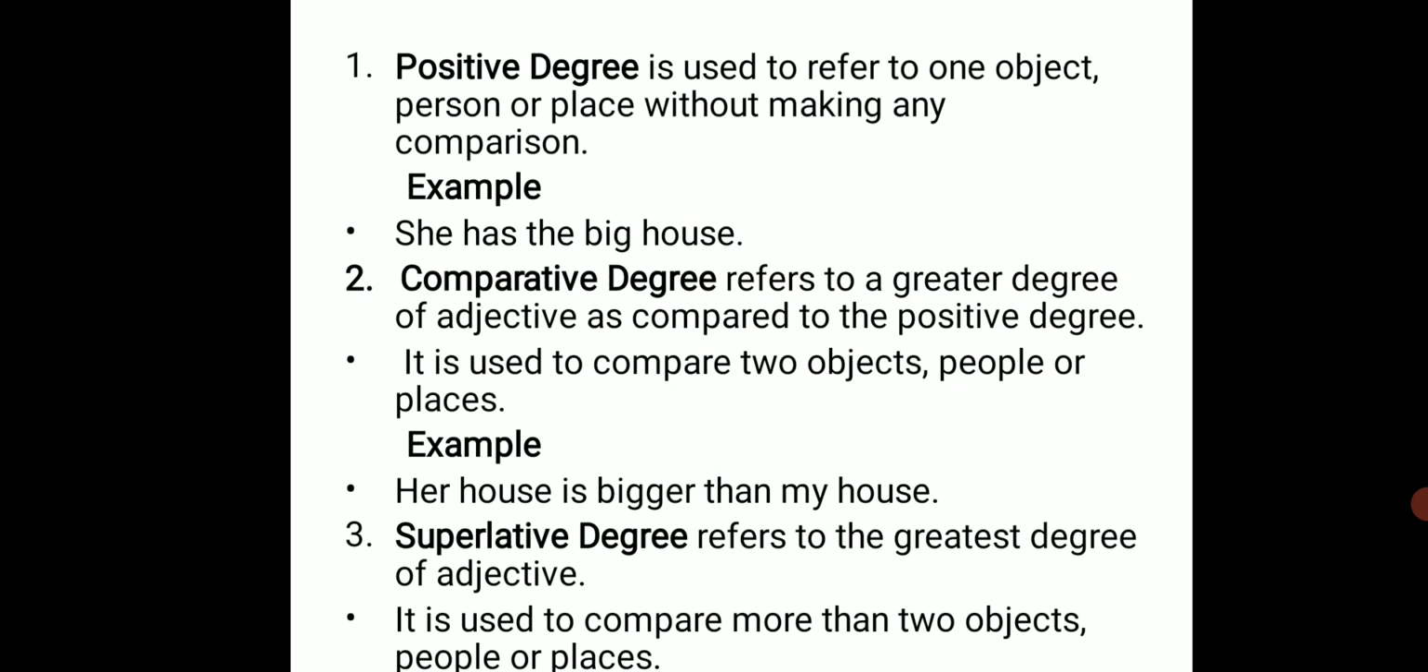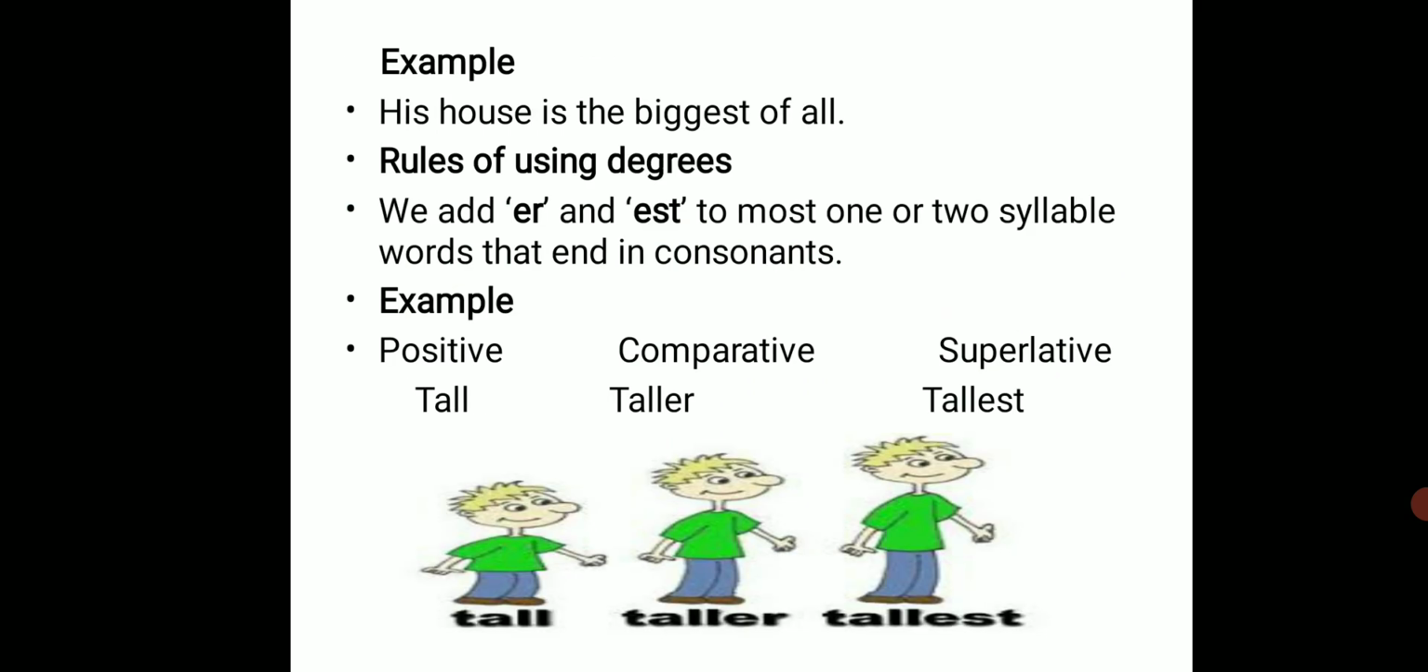So when the comparison comes, then we have to use comparative degree. And superlative is used to compare more than two objects, but to qualify one as the greatest degree with the adjective. So here is the example, the same example, how we can change it into superlative. Read it as: her house is the biggest of all.